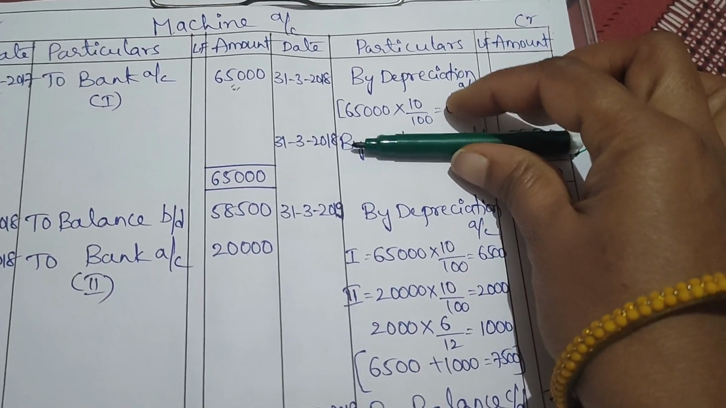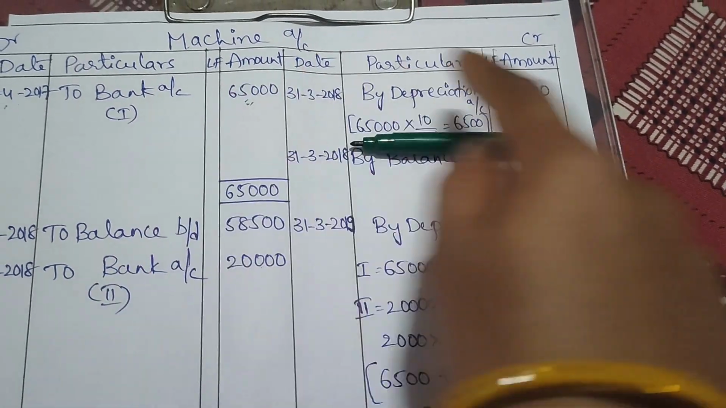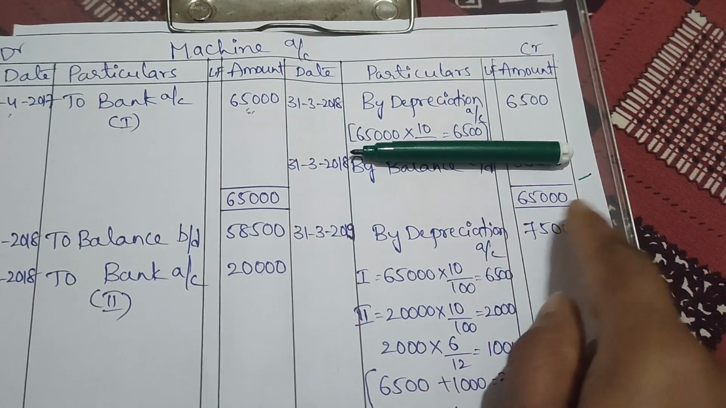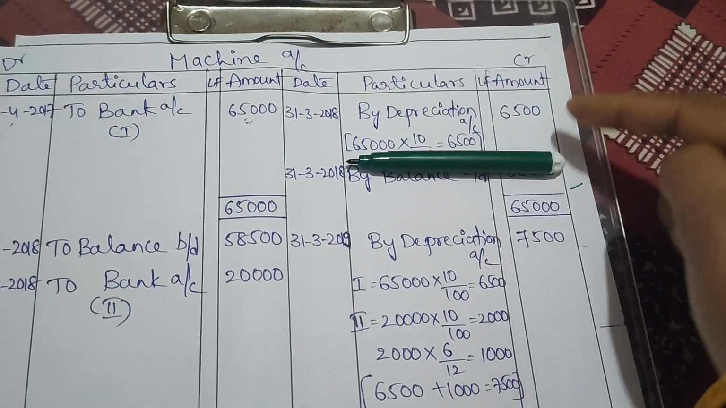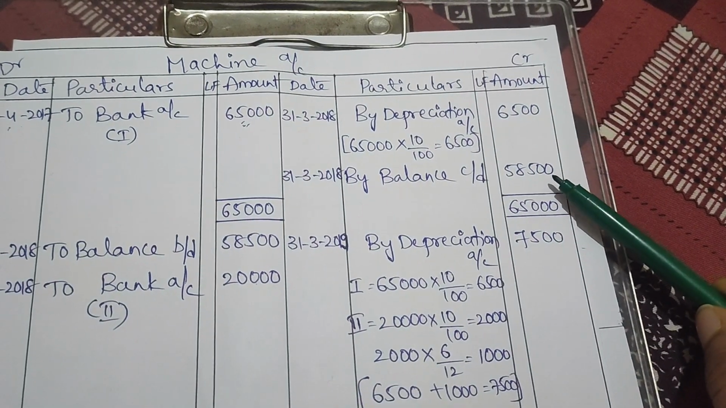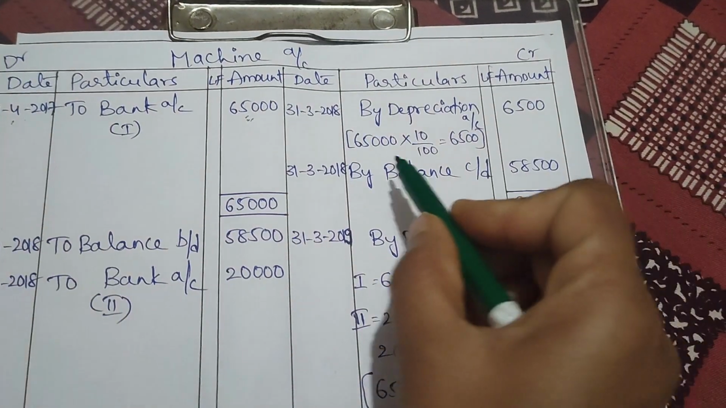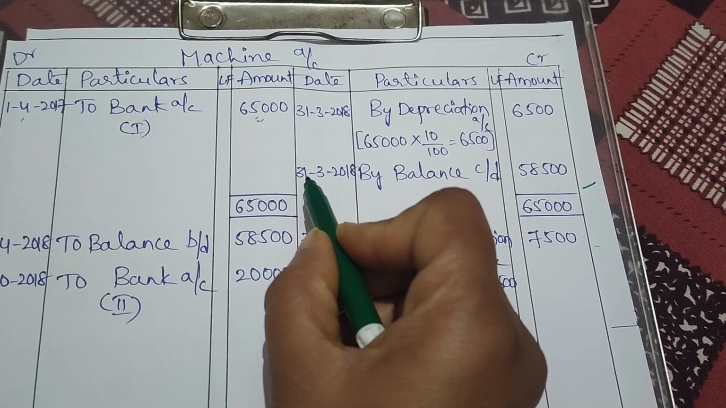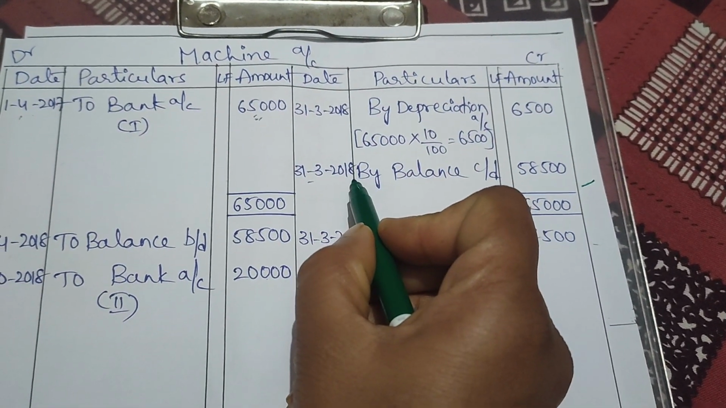Suppose there is nothing else, then 65,000 is on the debit side and 6,500 on the credit side. In both sides' totals we should write the larger amount, 65,000. From 65,000 you deduct 6,500, we get 58,500. This is known as balancing the account. We balanced it and name it as by balance carried down, and the date is the last date in the year, 31st March 2018.